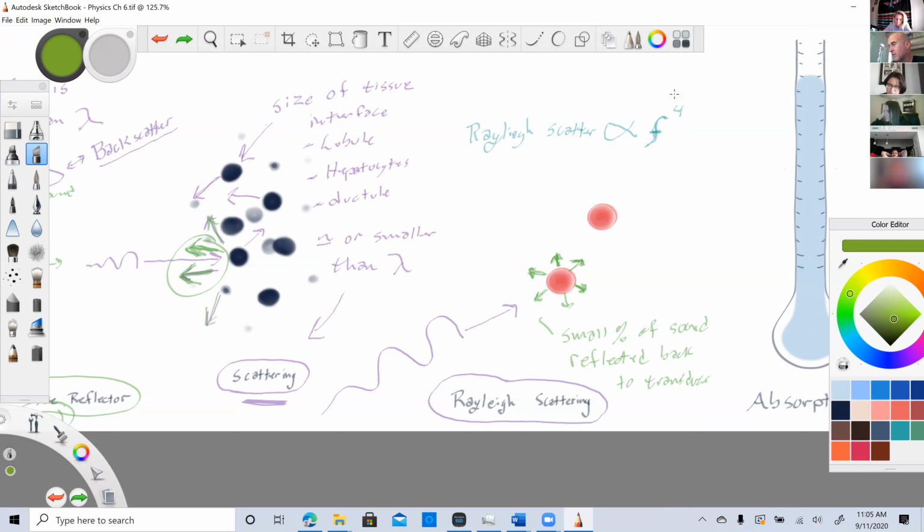When frequency doubles, Rayleigh scattering is now 16 times as high. Well, that's because 2 to the 4th is, that's a 2, I know it looks like my letter A's, 2 to the 4th is 16. So you increase your frequency, it really increases Rayleigh scattering. High frequency over here as well.